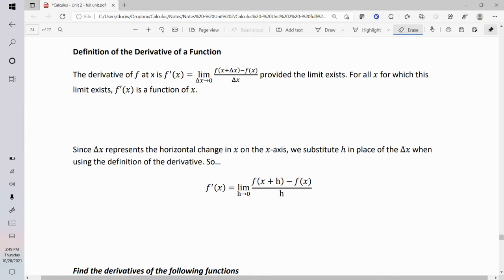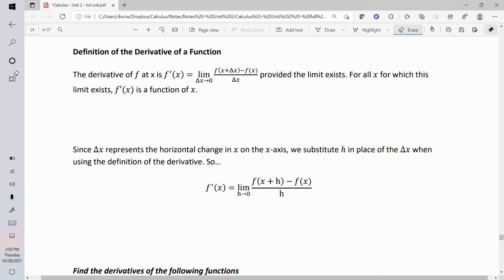All right, in this video, we're going to look at finding the derivative of a function using the definition of the derivative. Recall that the definition of the derivative, we find the derivative f prime of x by finding the limit as h approaches 0 of f of x plus h minus f of x, all divided by h.